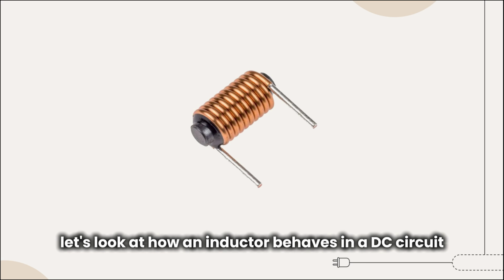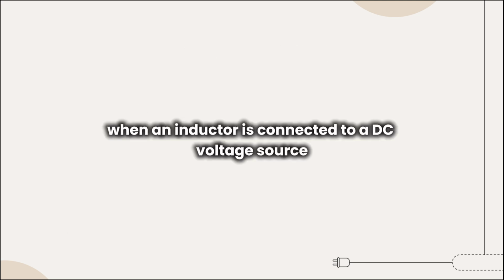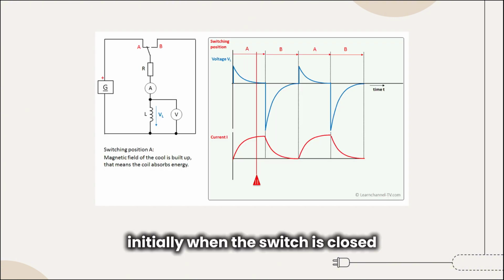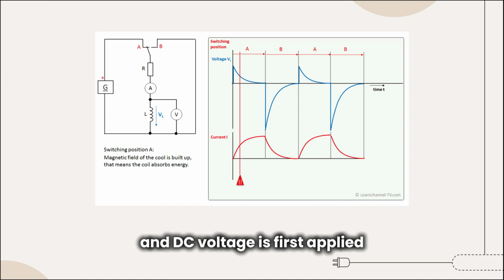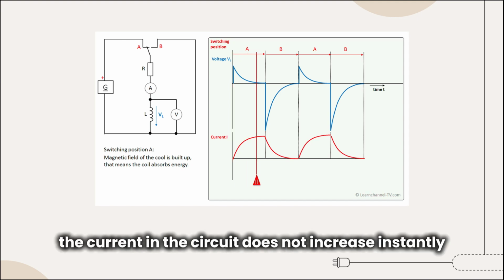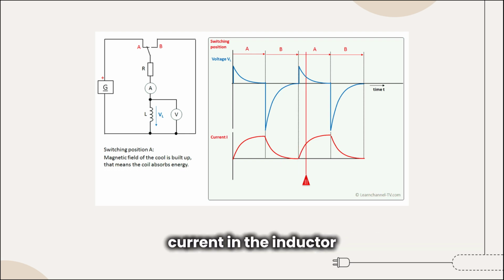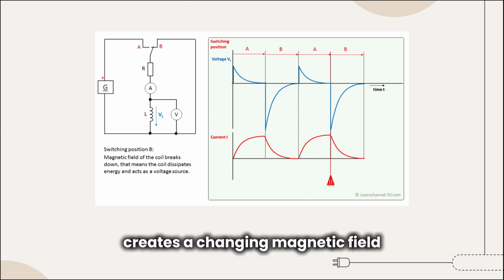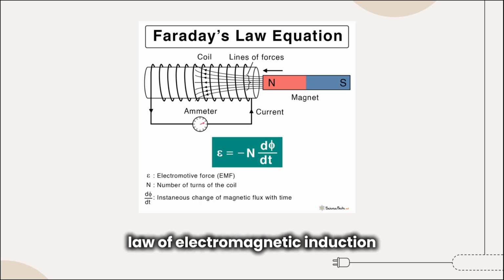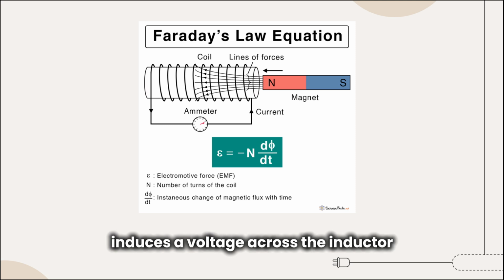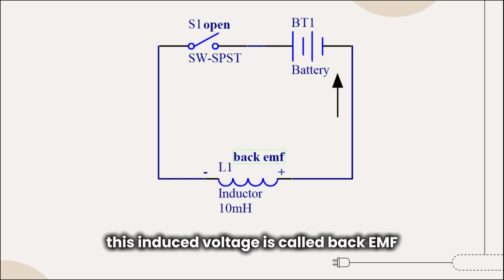Let's look at how an inductor behaves in a DC circuit. When an inductor is connected to a DC voltage source, its behavior changes over time. Initially, when the switch is closed and DC voltage is first applied, the current in the circuit does not increase instantly. This happens because the changing current in the inductor creates a changing magnetic field. According to Faraday's law of electromagnetic induction, a changing magnetic field induces a voltage across the inductor. This induced voltage is called back EMF.